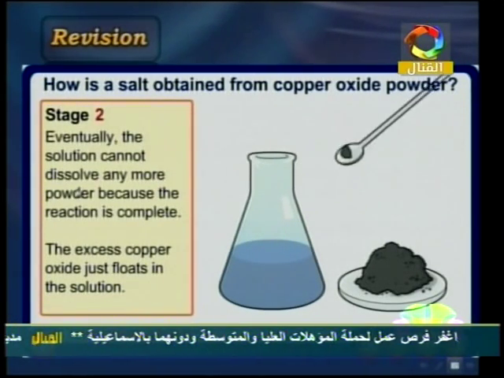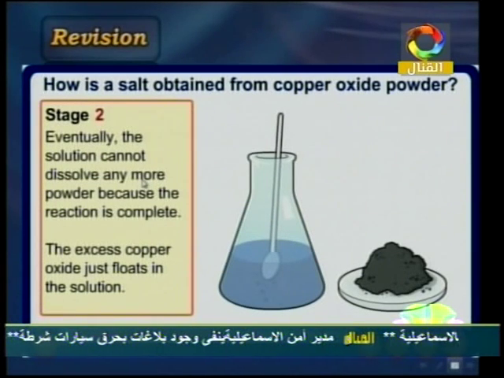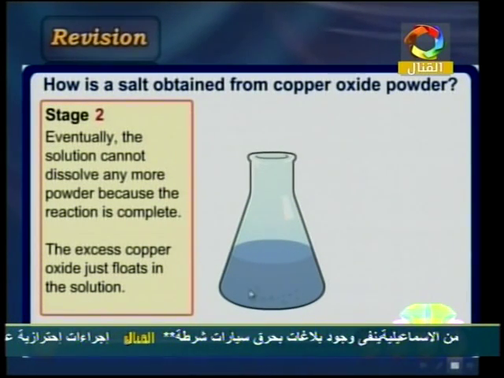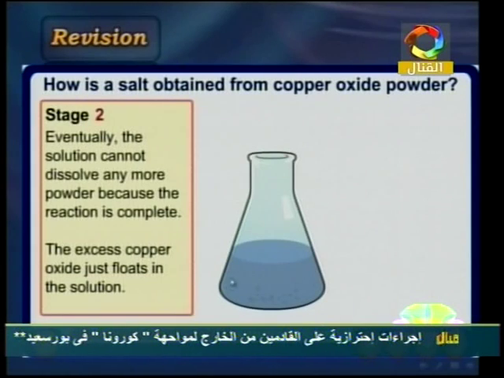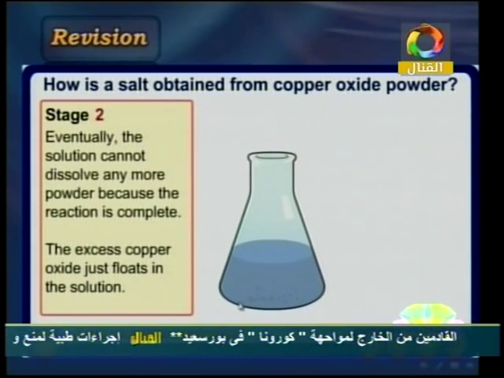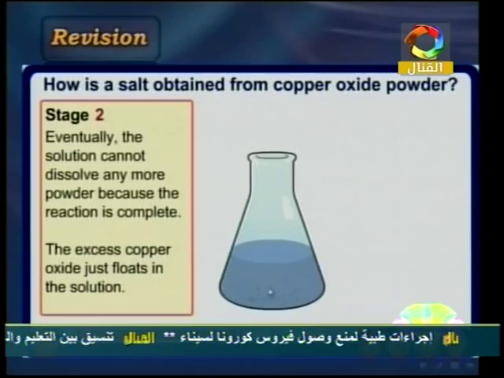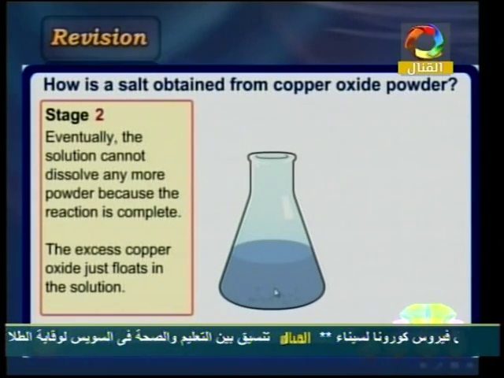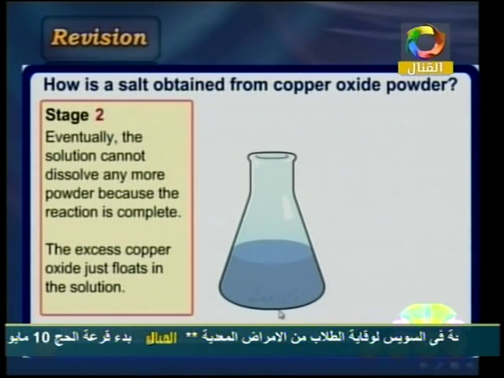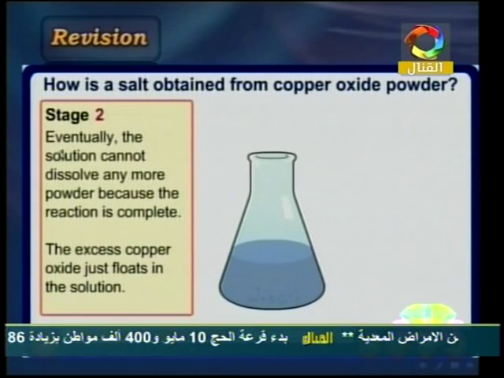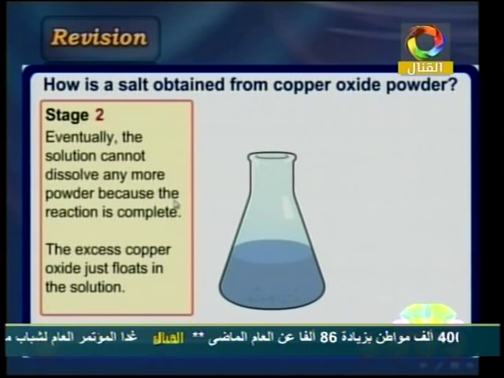Here the solution cannot dissolve anymore. Some amount of copper oxide dissolved inside, but some amount of copper oxide doesn't dissolve. Why? This is a revision about solutions. This is a saturated solution. Excellent. Why? Because some amount of the solute doesn't dissolve in the solvent, as it is saturated with the solute. Eventually the solution cannot dissolve any more powder because the reaction is complete.